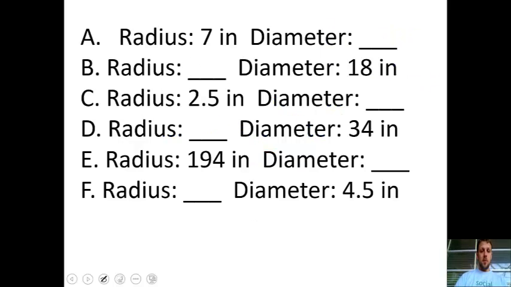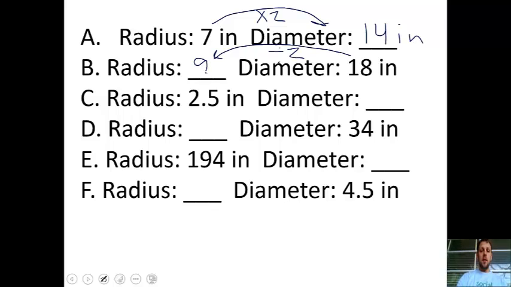Here are some practice problems that we can do. A, how do you get from the radius to the diameter? Well, all I have to do is multiply by 2 in order to get to the diameter, which is 14. So the diameter would be 14 inches. In order to go backwards from the diameter to the radius, I need to divide by 2. So 18 divided by 2 is 9. Go ahead and do C, D, E, and F all by yourself. Ready, set, go. C, D, E, F.